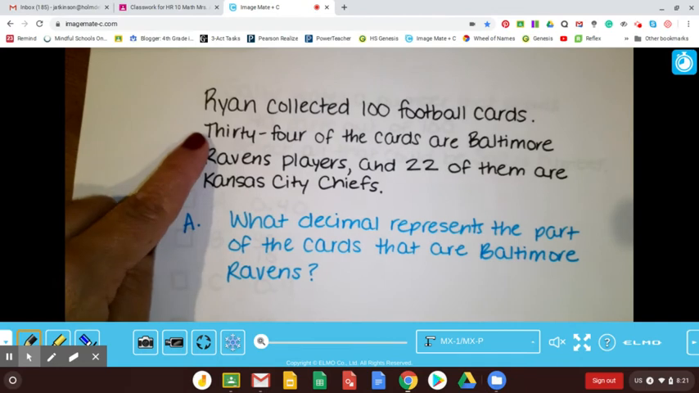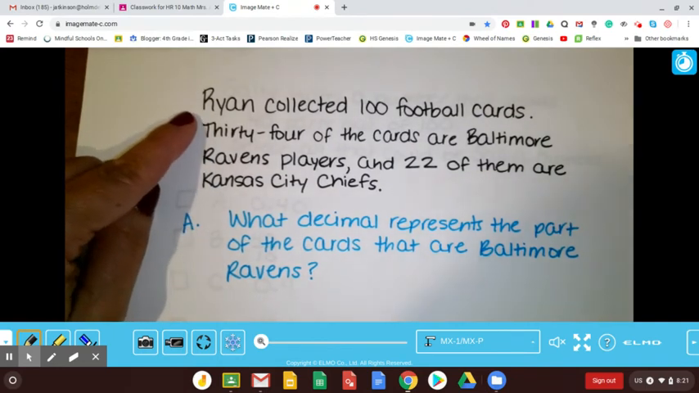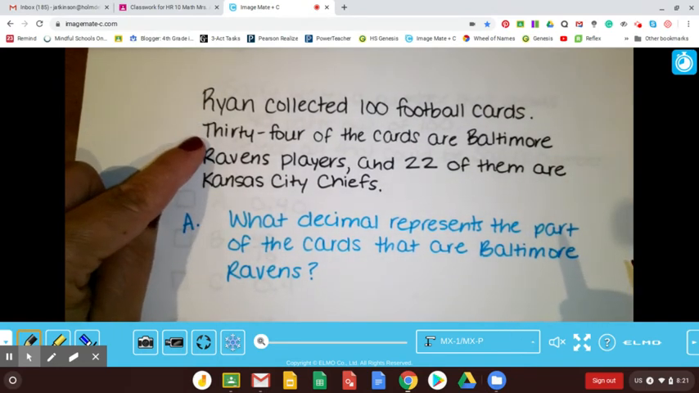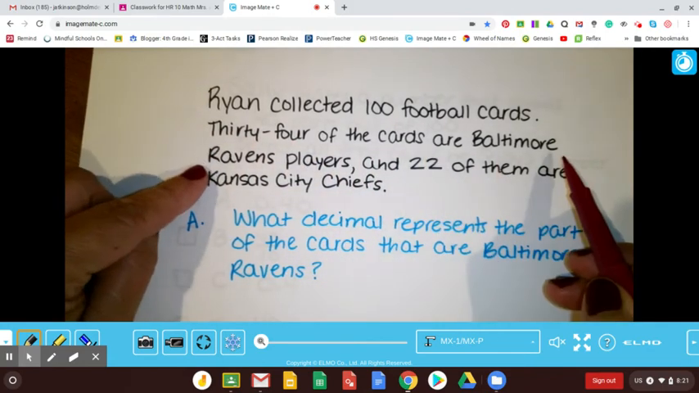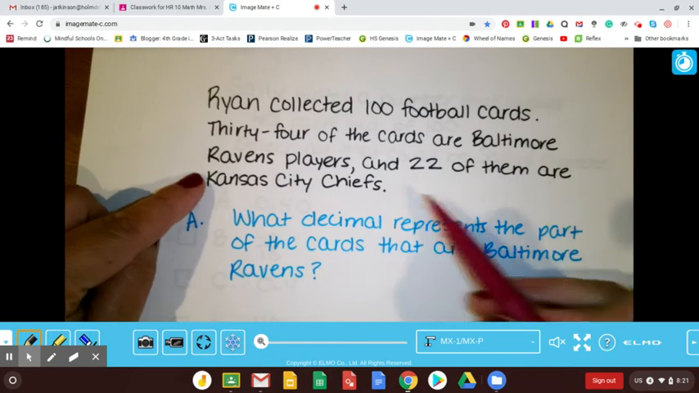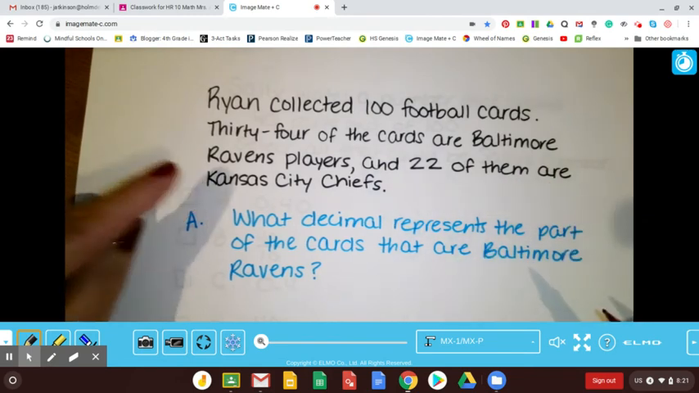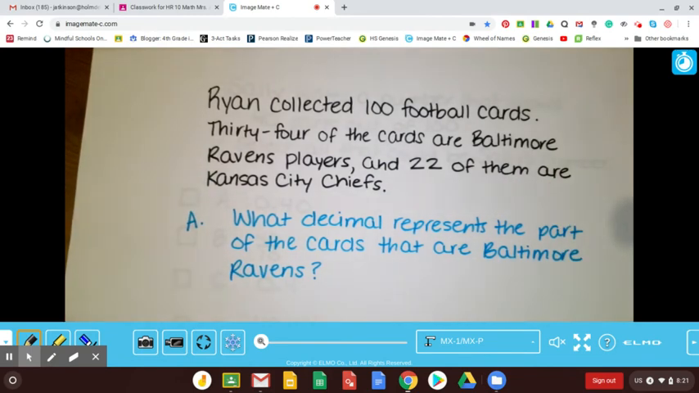All right. My son helped me make up this question. Ryan collected 100 football cards. 34 of the cards are Baltimore Ravens players, and 22 of them are Kansas City Chiefs. What decimal represents the part of the cards that are Baltimore Ravens?